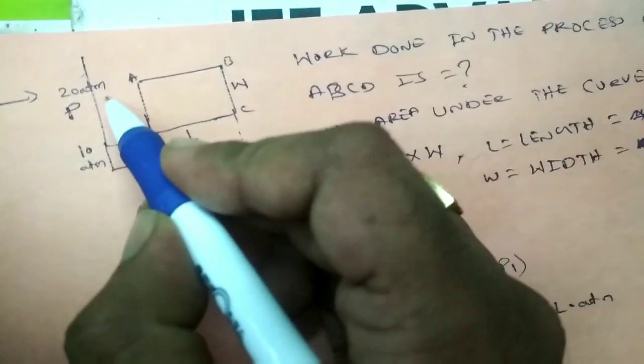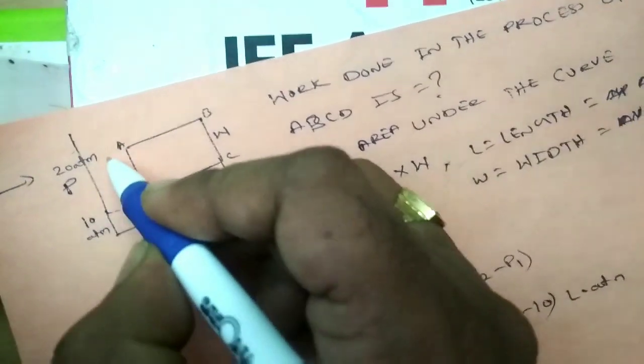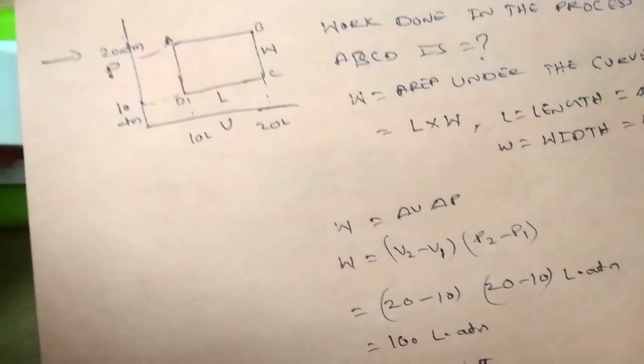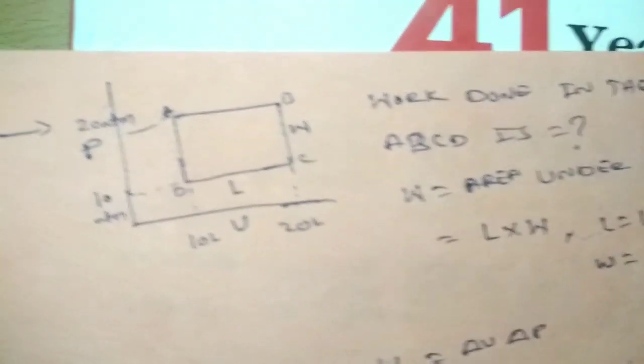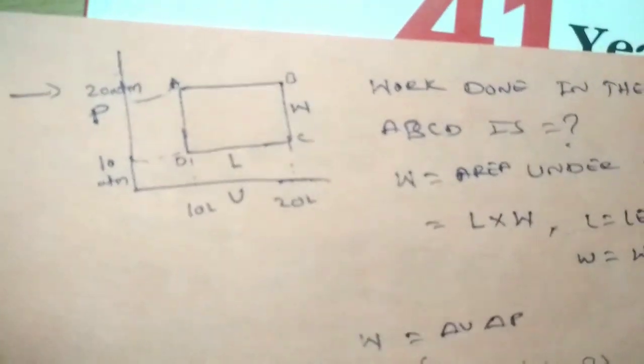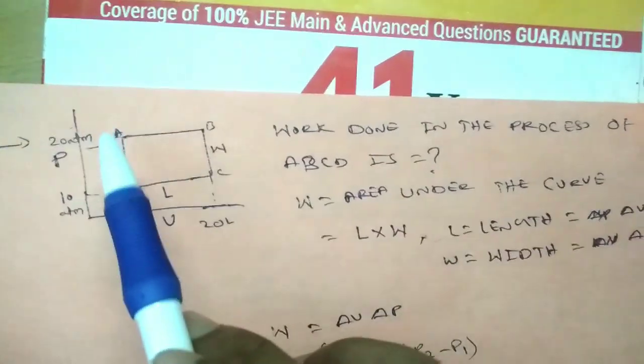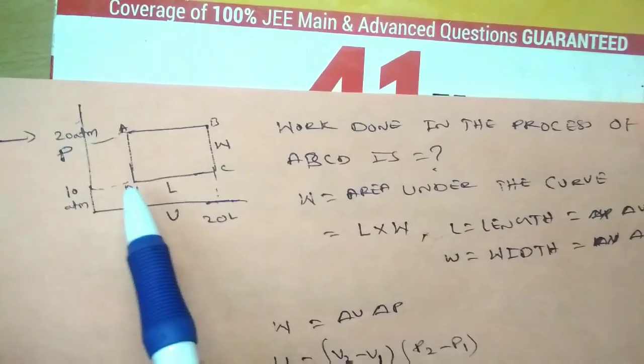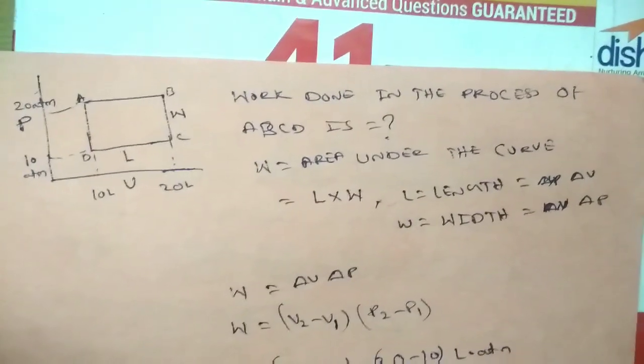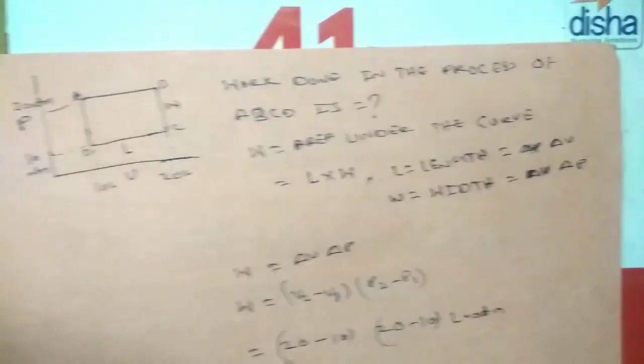Again they have given a graph between pressure and volume, the graph they have given looks like this. Now by using that graph we have to calculate work done in the process ABCD. In that process, A goes to B, B goes to C, C goes to D, and again D goes to A. It's a cyclic process in which we have to calculate work done.